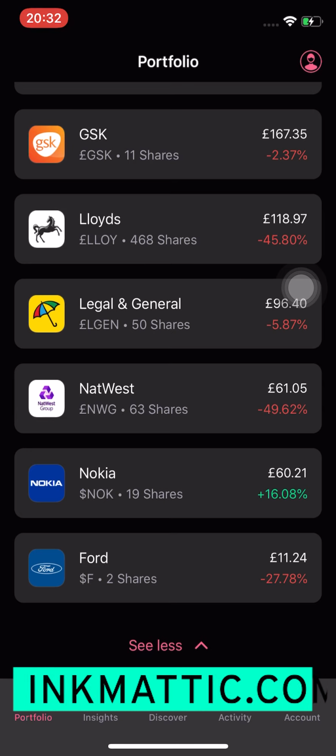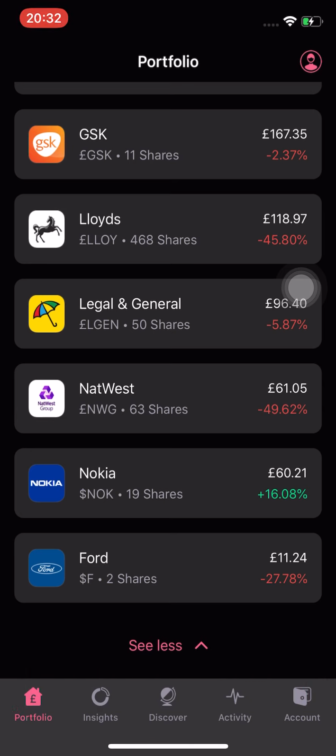So I guess it wasn't a good idea to invest in so many banks, but it's all a learning process, and you learn from your mistakes, and next time that won't happen. You'll just diversify a little bit more.